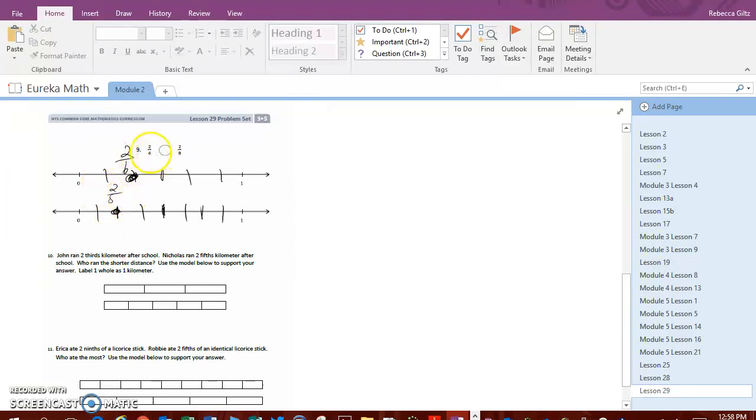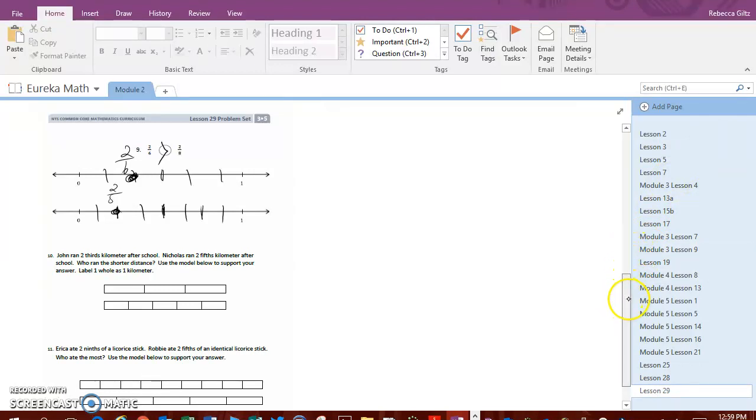So 2/6 is going to be greater than 2/8ths because it's farther down the number line, closer to 1. Or 2/8ths is smaller. Since it's on the right side here, that means 2/6 has to be bigger. Okay? All right.